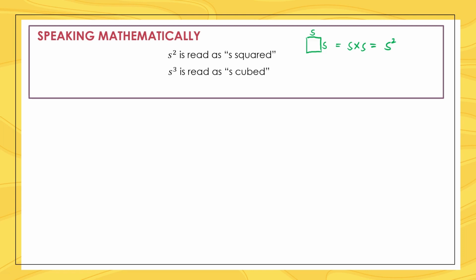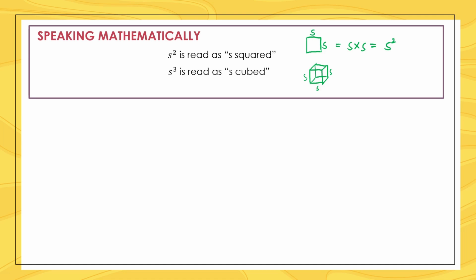Okay? What about s to the 3rd power? Why did it become s cubed? Because it comes from the cube, right? Let me draw here a perfect cube. Okay, we have here your cube. And how do we get the volume of your cube? What we do is we just multiply its length, its width, and its height, right?